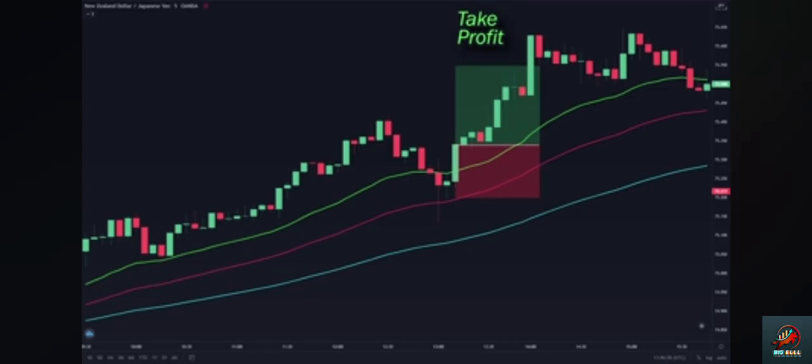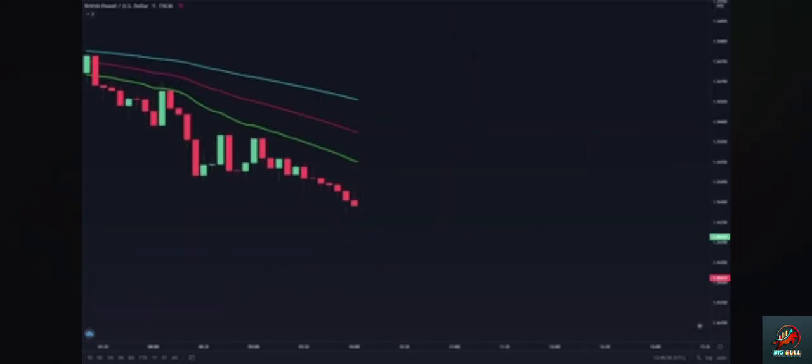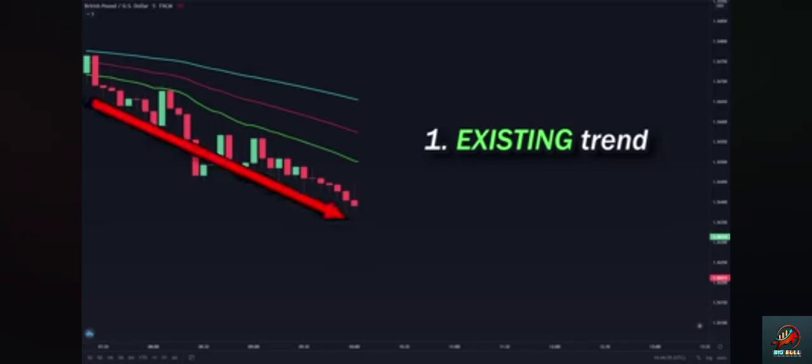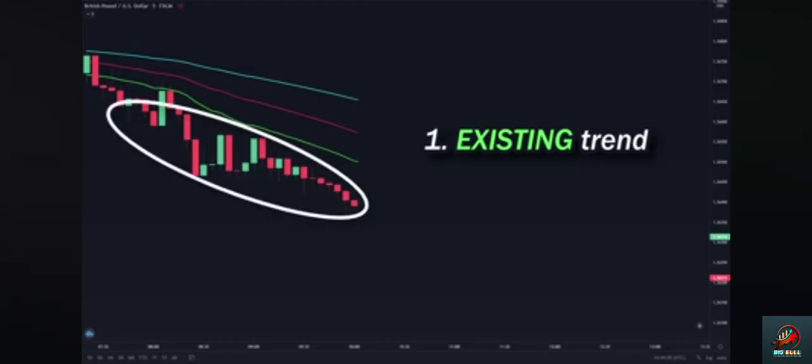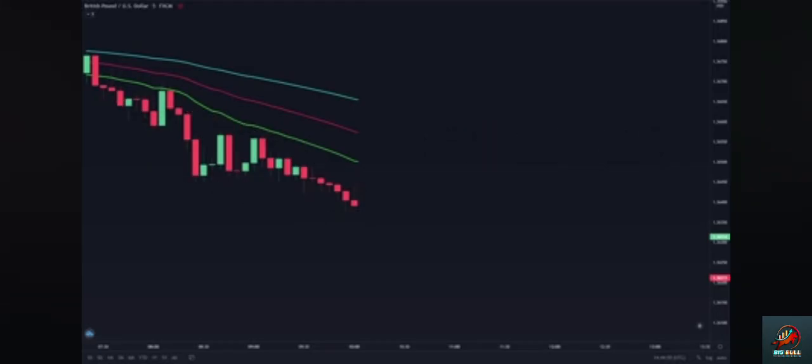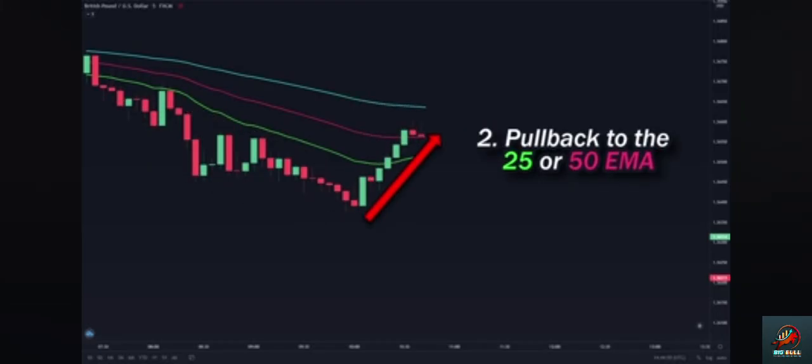Let's look at another example. In this chart, we can identify an existing downtrend, as shown by all three EMA heading downwards, while all the candles are below the EMA. Next, we are waiting for a pullback towards the 25 or 50 EMA. And remember, the pullback must not overlap the 100 EMA.